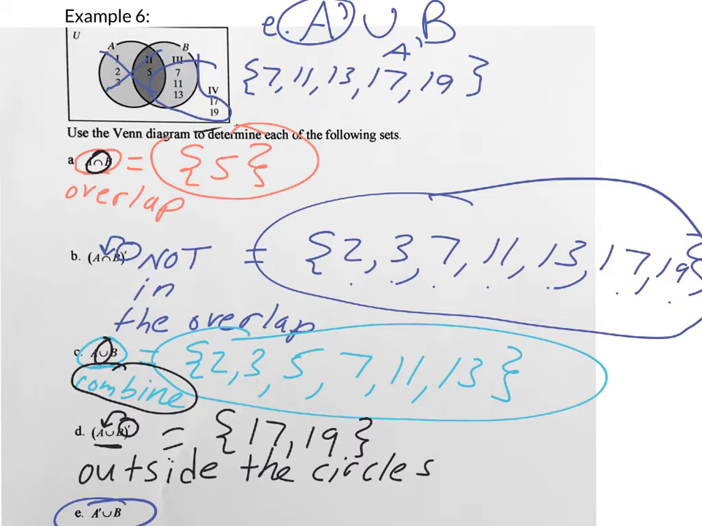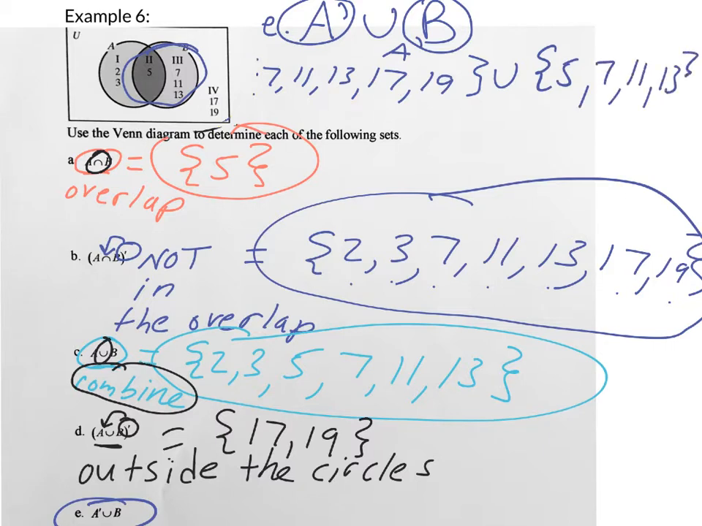Now, we're going to unite with B. So I'm going to bring down the union symbol. B is just a normal B. There's no apostrophe there, so we simply list everything inside circle B. Inside circle B, we have 5, 7, 11, and 13. So that was step 1: I did the complement first, and I brought down set B. Now step 2, I'm going to do it kind of like the last slide. Union means to combine these 2 sets together.